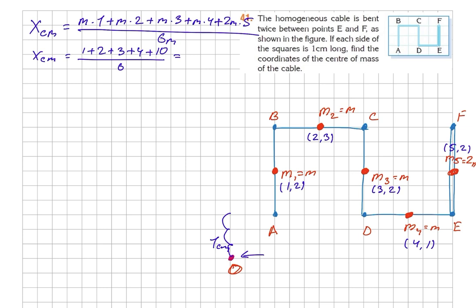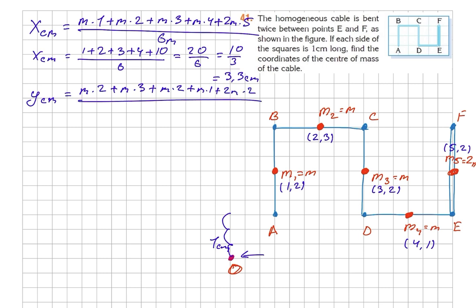20 over 6, which is equal to 10 over 3, which is equal to 3.3 centimeters. And we solve it in the same way for y-axis. It will be equal to m times 2 plus m times 3 plus m times 2 plus m times 1 plus 2m times 2 over 6.